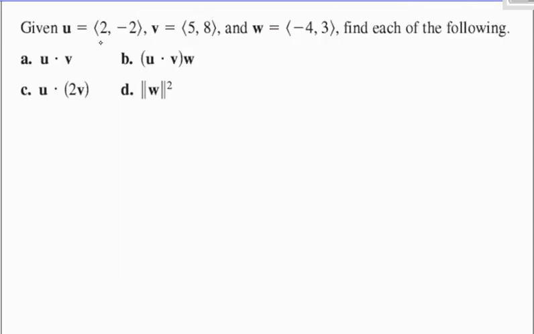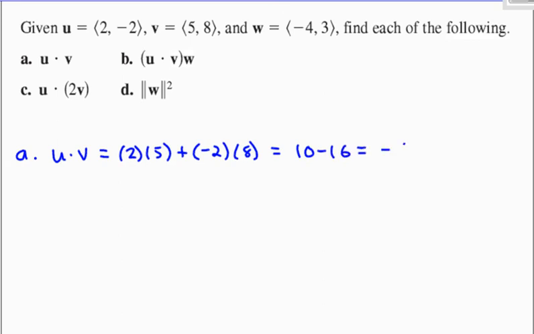Here are vectors u, v, and w. Let's find each of the following. First, for part A, we're going to find u dot v. All I do to find the dot product of two vectors, u and v, is take the left-right components of both, so 2 and 5, and multiply them, and add to that the up-down components, -2 times 8. So I get 10 minus 16, I get -6. Notice how the dot product of two vectors turns out to be a scalar.